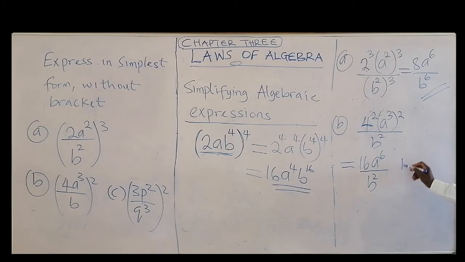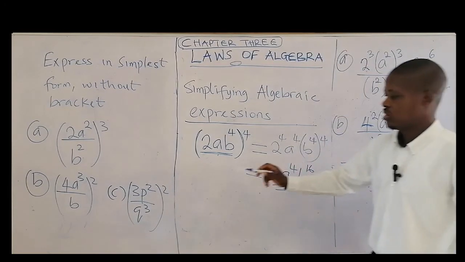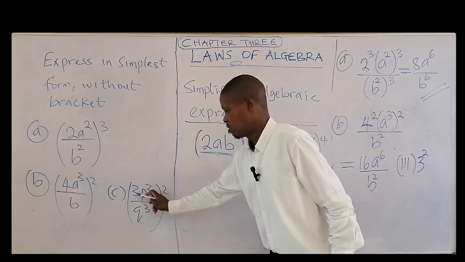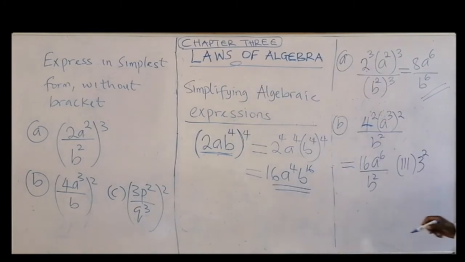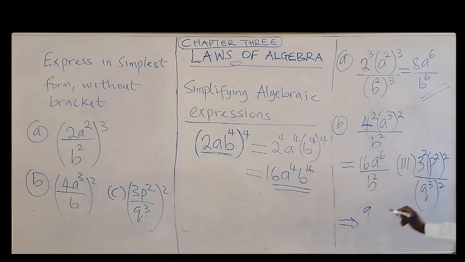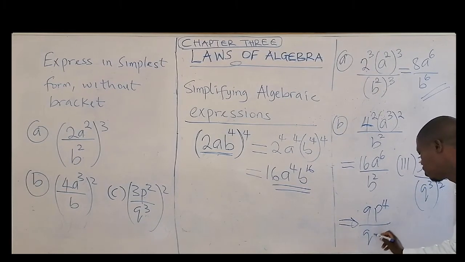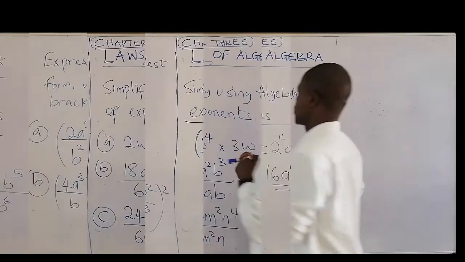Then we go to the third one. The third one also implies 3 to power 2. The power here will affect this one, this one, and this one. So that will be 3 to power 2, then p squared to power 2 times 2 to power 2 all over q to power 3. Then you put its exponents there. So the final conclusion for that one, this will be 9, and this will be 2 times 2, that's p4 all over q6, 3 times 2, q6.